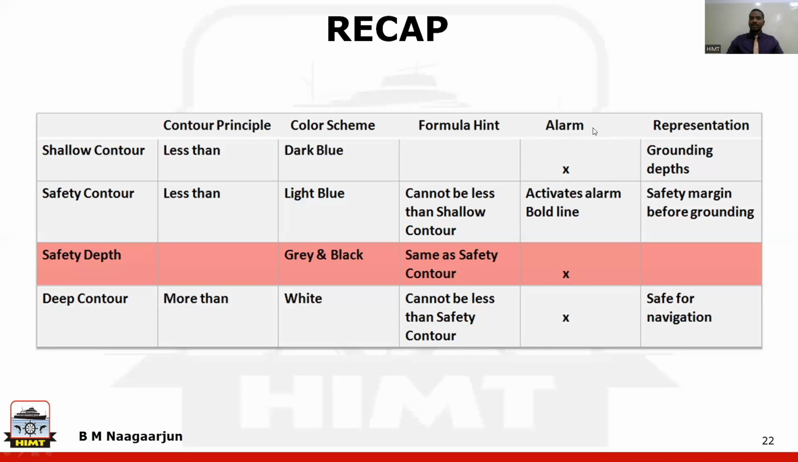Alarm wise, we know that only the safety contour will activate an alarm, as it is a safety margin, and it is also represented by a bold line feature, whereas I marked X in the other three parameters. That means they would not activate any alarm. What do these safety parameters represent? Shallow contour represents the grounding depth or dangerous areas. Safety contour represents the safety margin before grounding, and deep contour represents the safe waters for safe navigation.